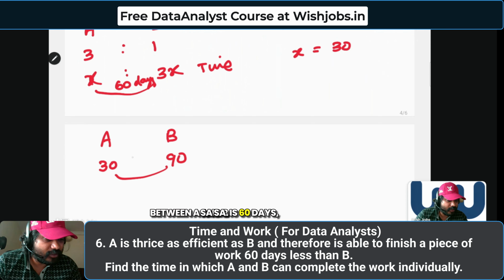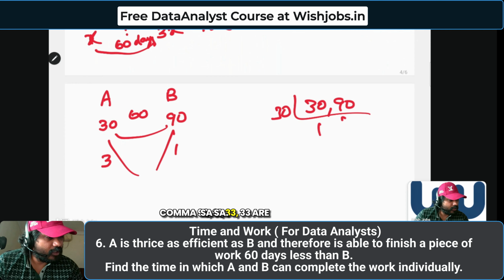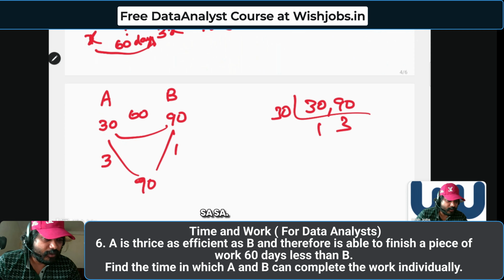To find out the work done, you know the formula: 30, 90, 3 ones are 3, 3 ones are 3, 3 ones are 90. 90 is the work done. Again, efficiencies are also satisfying here. 3 into 30 is 90, 1 into 90 is 90. So you just need to find A plus B, how much time they took. The formula W equal to ET: work done is 90 by efficiency of A plus B, which is 3 plus 1, which is 4. 45 by 2, which is 22 1 by 2.